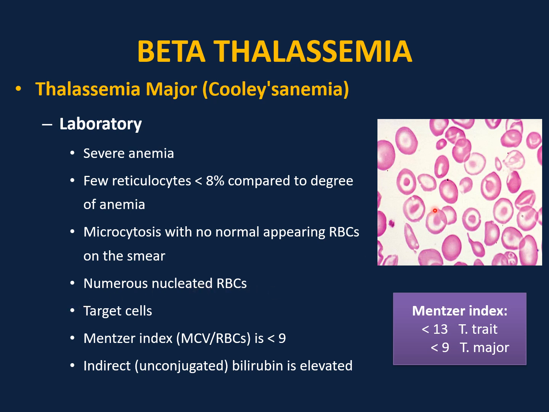Target cells, as you see here, show an increased central halo, or an increase in the size of central pallor, because of deficiency of hemoglobin in the periphery and the accumulation of some of the hemoglobin in the middle, which gives the target cell appearance. Mentzer index, MCV divided by red blood cell count, is less than 9. So this is suggestive of thalassemia major. If Mentzer index is less than 13, it is suggestive of thalassemia trait, and if it's less than 9, it is suggestive of thalassemia major. Also, another very important finding in thalassemia major is jaundice, or indirect hyperbilirubinemia; unconjugated bilirubin will be elevated.